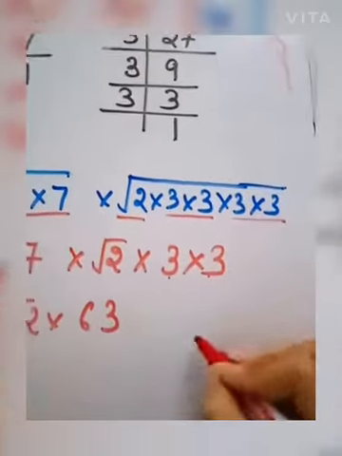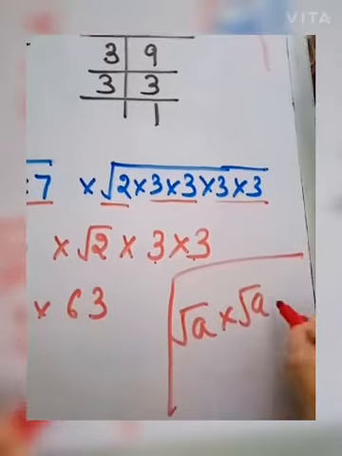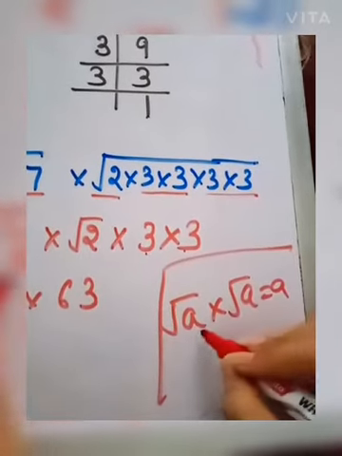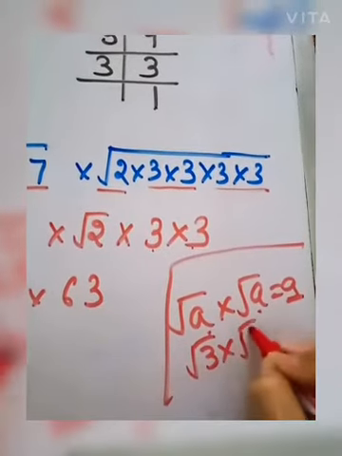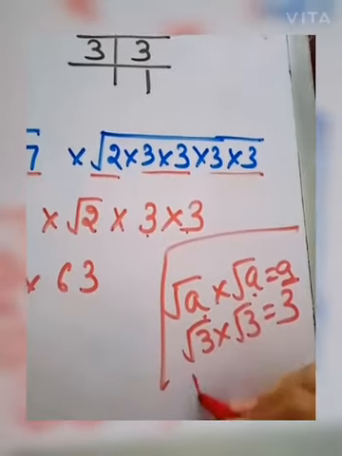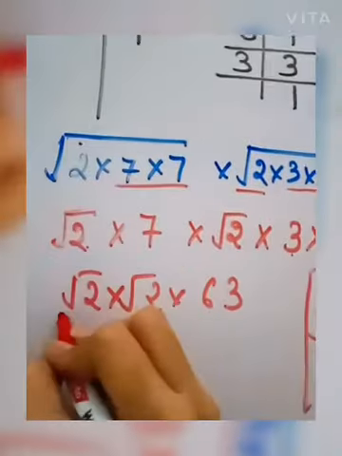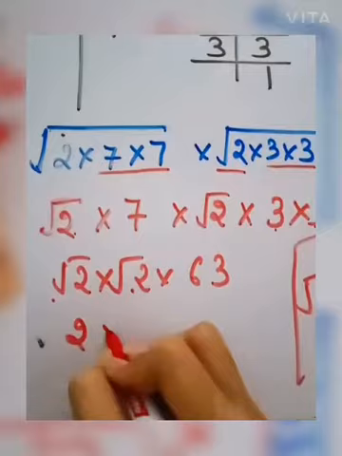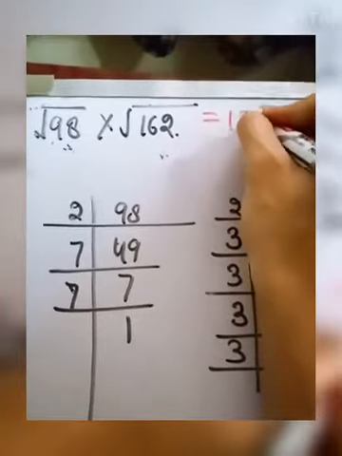Now class, see, root A into root A gives A. When you multiply the number under the root by itself, we will have the number. Suppose root 3 into root 3 is 3. Under root 5 into under root 5 is equal to 5. So under root 2 into under root 2 is equal to 2. Into 63, it will be 126. So its solution is 126.